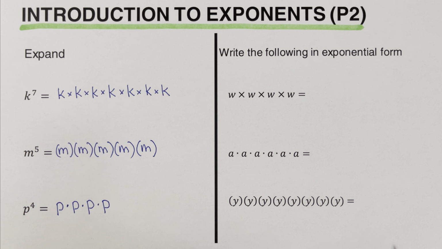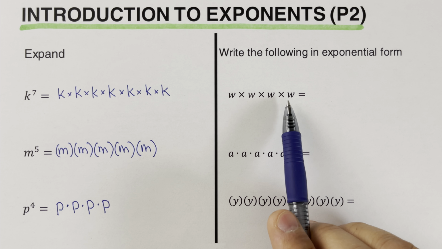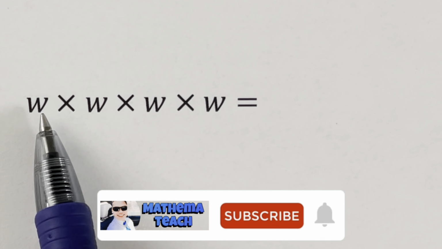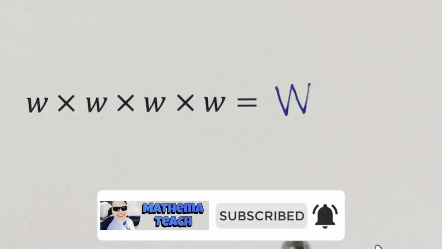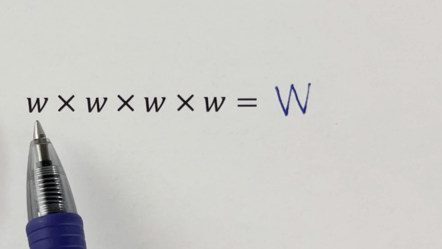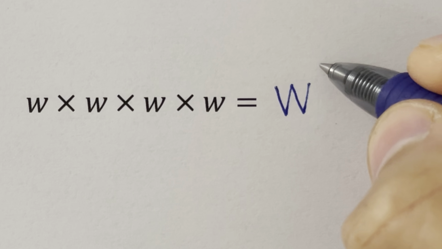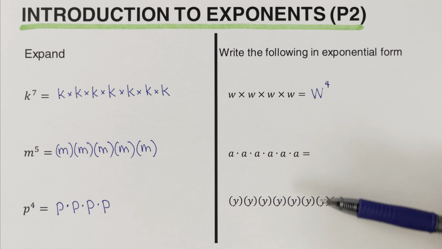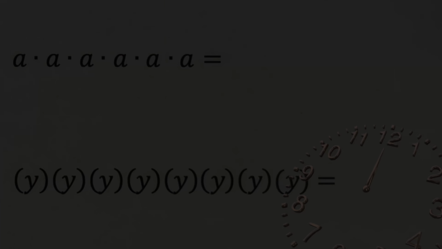Now let's do it backwards. What happens here is that I give you factored form and we're supposed to write this in exponent form. So in this case, what we have right here, our base is w. So I'm just going to write w and I count how many times w was multiplied. So that would be 1, 2, 3, 4. So that would be w to the 4th power. At this time, I would encourage you to pause this video and try these two problems out on your own. And when you're done, unpause it and check your answer.